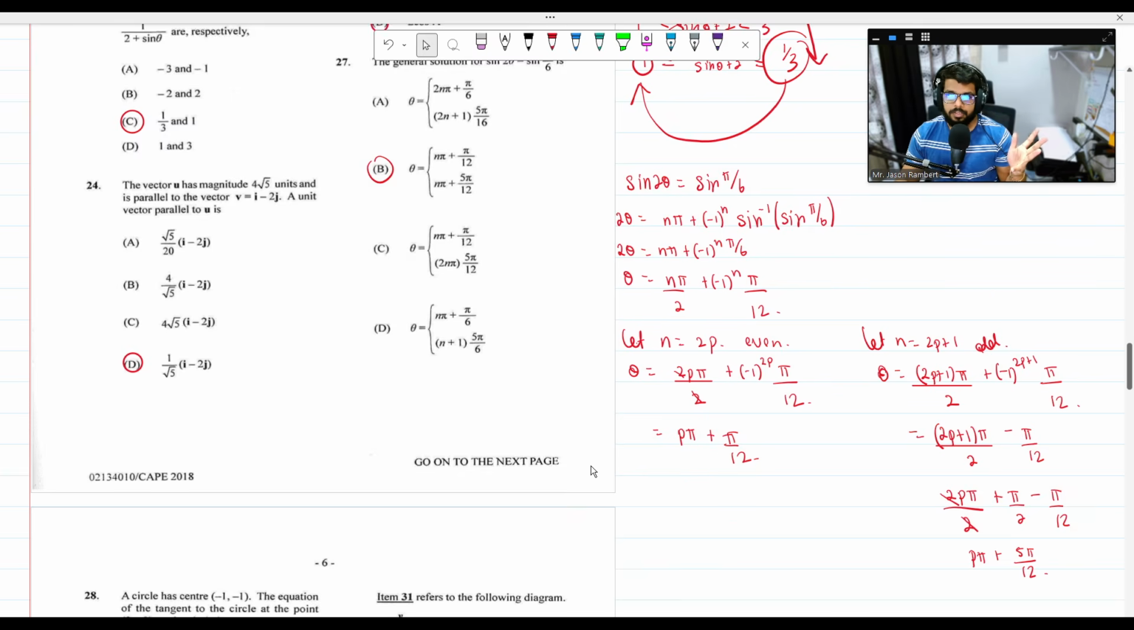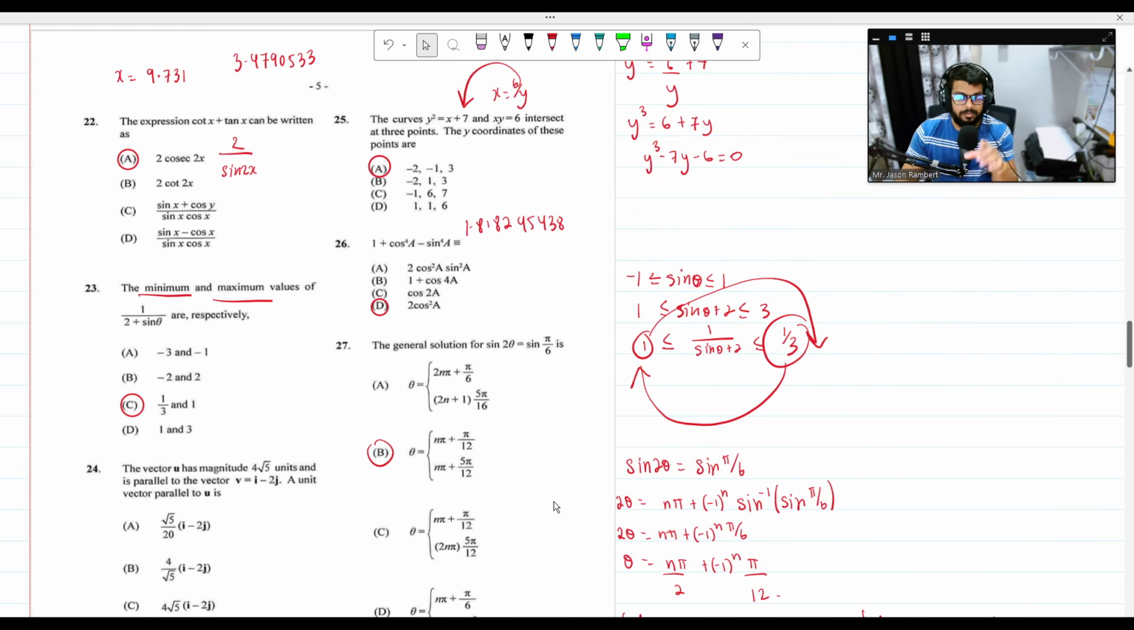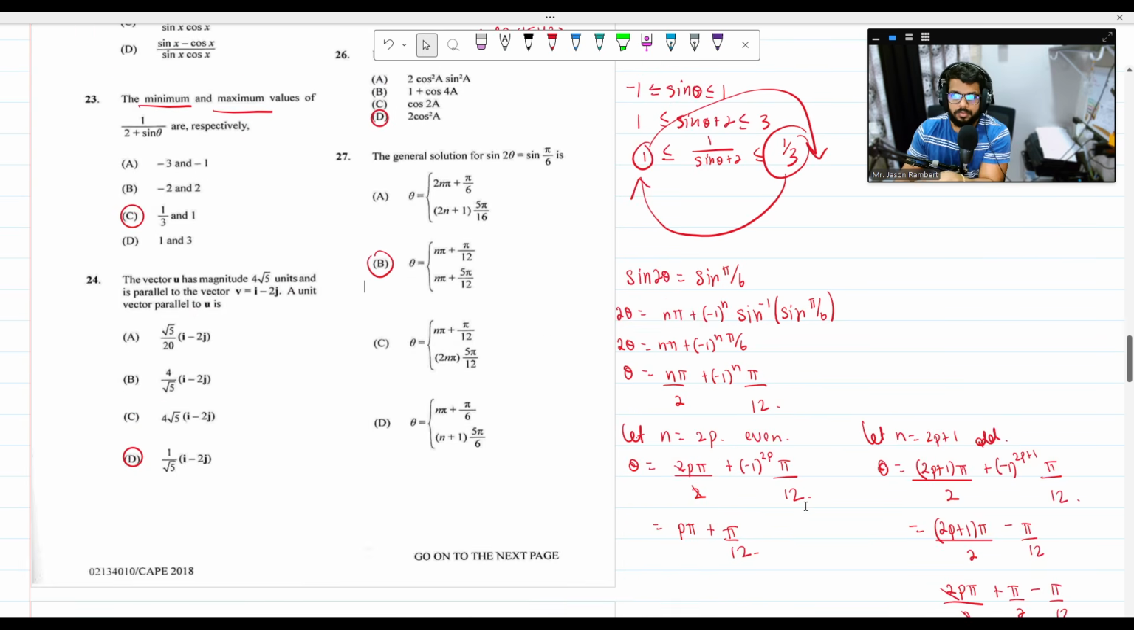And this question repeats a lot. Alright, so I'm just showing you how to get it, in case they bring a different angle inside of here. Instead of pi on 6, they can bring a pi on 3. Alright, so I'm just showing you how to get the answers.